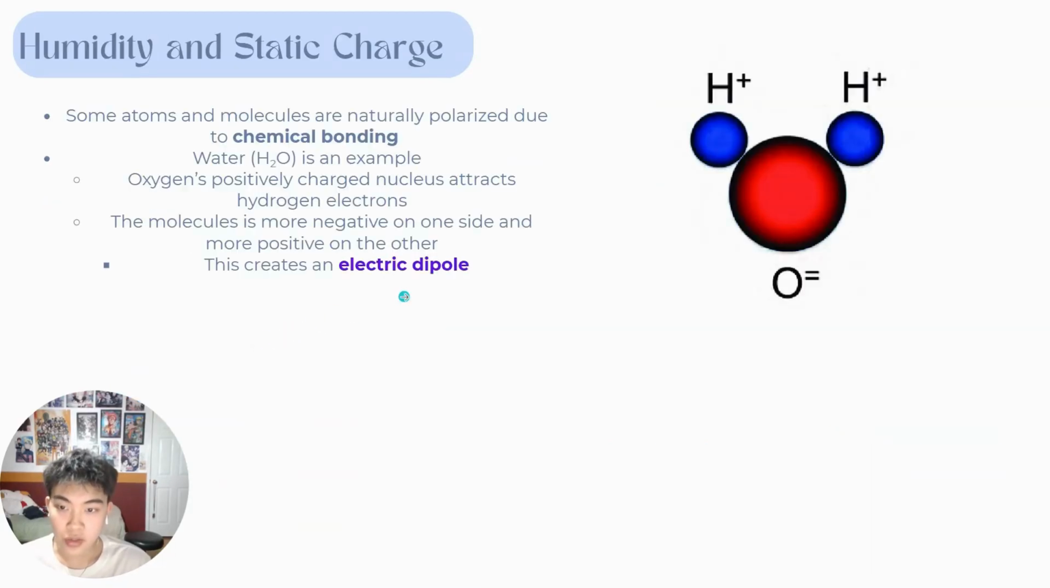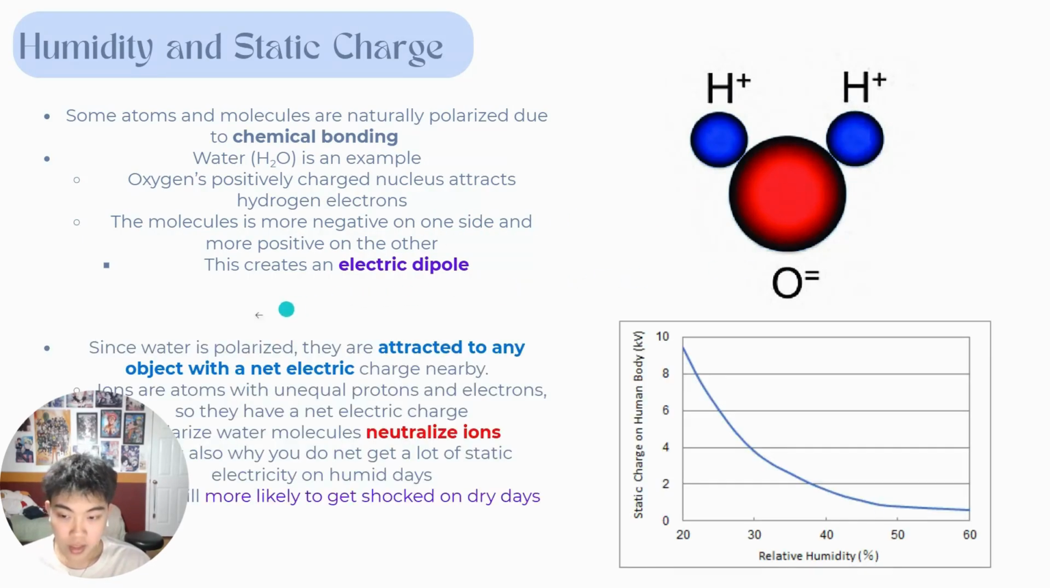Some atoms and molecules are naturally polarized due to chemical bonding. Water, also known as H2O, is an example. Oxygen's positively charged nucleus attracts the hydrogen electrons. The molecule is more negative on one side and more positive on the other. This creates an electric dipole. Since water is polarized, it is attracted to any object with a net electric charge nearby.